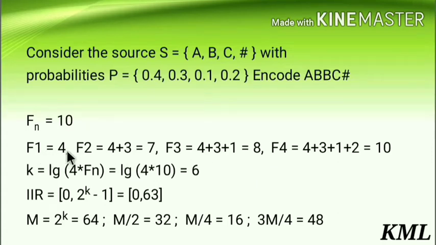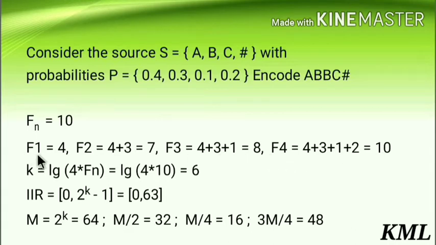F1 is the probability after multiplying Fn. So multiply this number by 10. So what do you get? 4. Next, f2, you add this and add this 2 and multiply by 10, you get 7. Now what is f3? Add this 3, multiply by 10, you get 8. And add all this and multiply by 10, you get 10 here. So just multiply each of these values and add them together. So you get the f value.